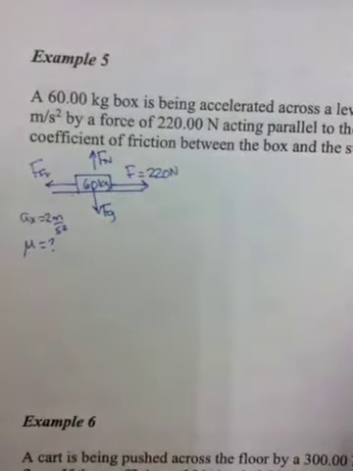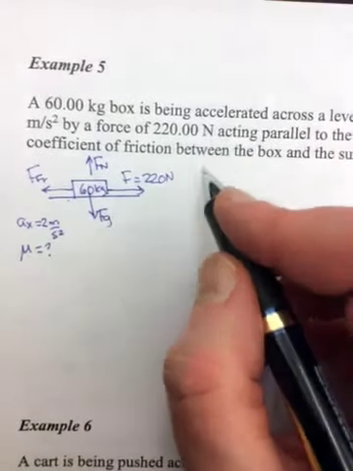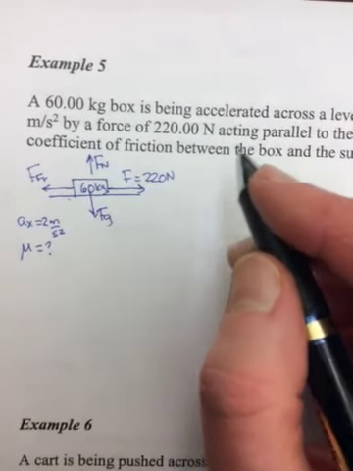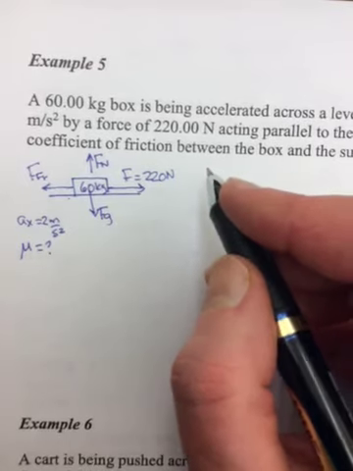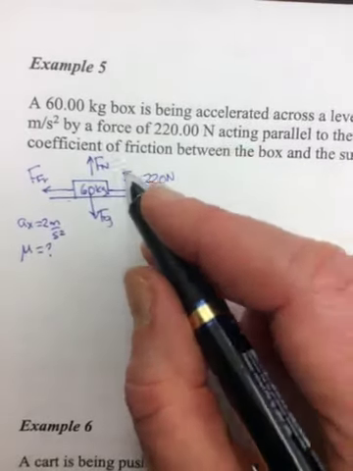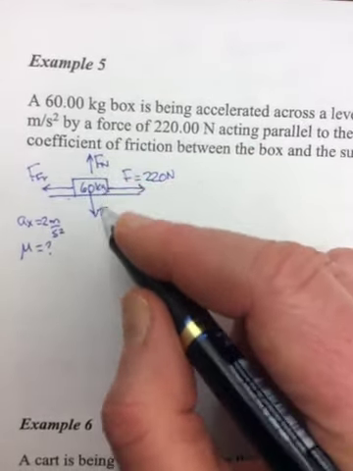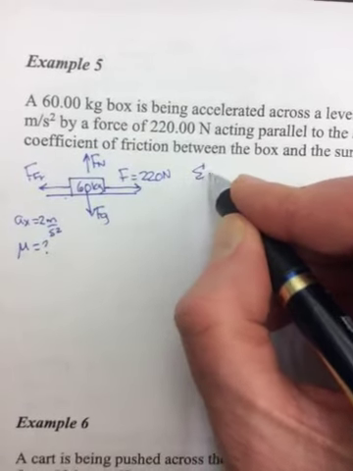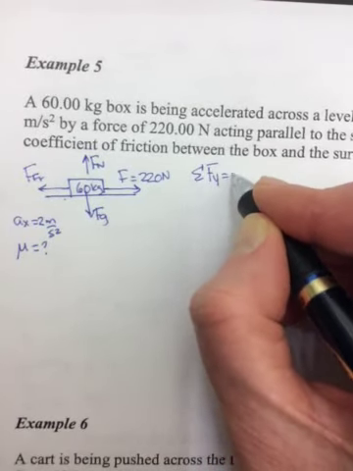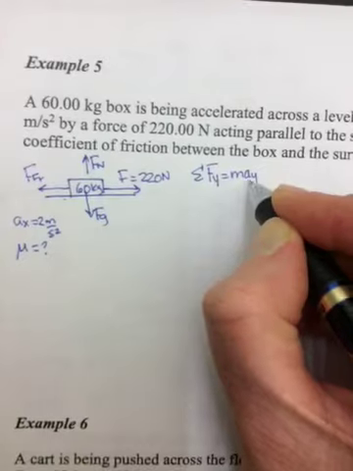So earlier today we said there's always 3 steps. Sum of the forces in the y, sum of the forces in the x, and FFR equals mu Fn. The order depends on what we're given. But 99 times out of 100, you start with the sum of the forces in the y. And you do this to get Fn.